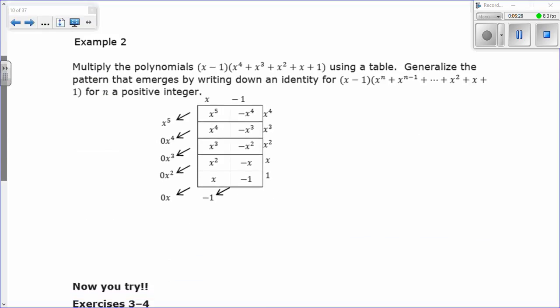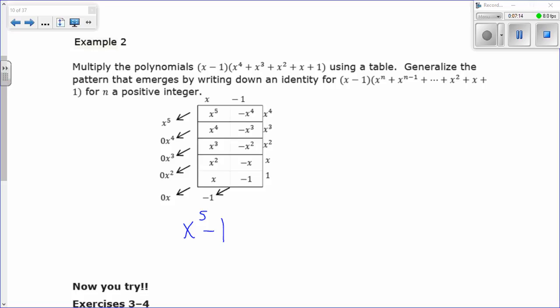Example 2. Multiply the polynomials x minus 1 times x to the 4th plus x to the 3rd plus x to the 2nd plus x plus 1 using the table. Generalize the pattern that emerges by writing down an identity for x minus 1 times x to the n plus x to the n minus 1 plus dot dot dot plus x squared plus x plus 1 for n a positive integer. So I already took care of the actual multiplication here, did all that. So I end up with, as an example, x to the 5th minus 1.